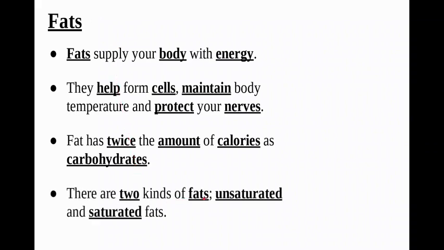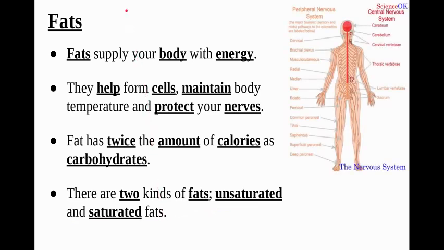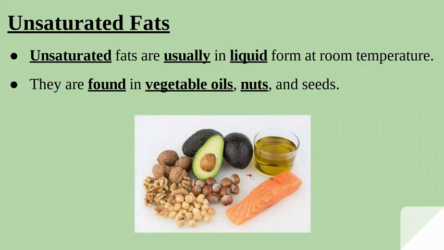There are two kinds of fats, unsaturated and saturated fats. Now let's talk about unsaturated fats. These are usually in liquid form at room temperature. They are found in vegetable oils, nuts, and seeds. So these are just examples of some of the foods that have unsaturated fat.